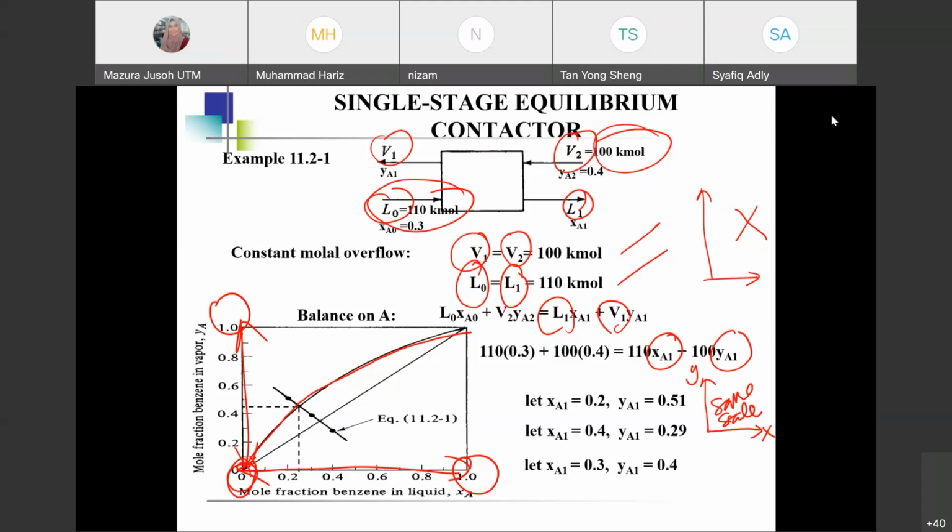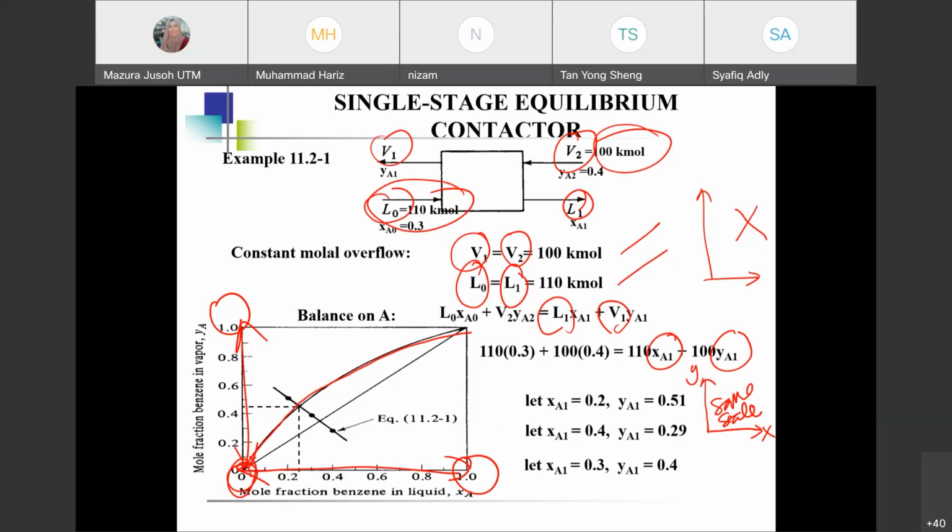Okay, you take this XA1 and put it into the equation. Let's say you take 0.2, you put it into the equation here, and you will get your Y1 to be a certain value, which is 0.51. So that's when you get this point.